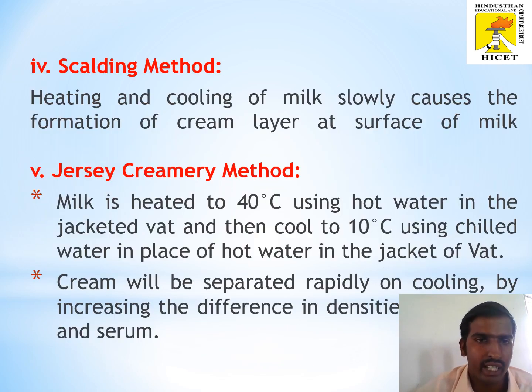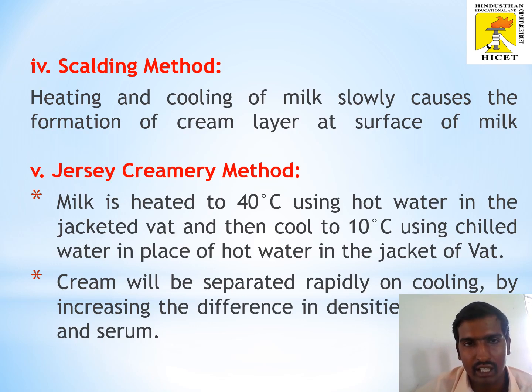And the scalding method: heating and cooling. As I told, if we keep the milk undisturbed, based on the gravitational force we can get the fat and the water separately. But in the scalding method, heating and cooling also make the fat float on the surface of the milk. Heating and cooling of milk slowly causes the formation of a cream layer at the surface. In the Jersey creamery method, milk is heated at 42 degrees Celsius using hot water in the jacketed vat, and then cooled to 10 degrees Celsius using chilled water in place of hot water in the jacket of the vat. Cream will be separated rapidly on cooling by increasing the difference in the densities of the cream and the serum.